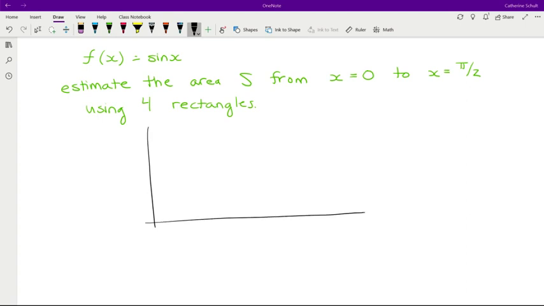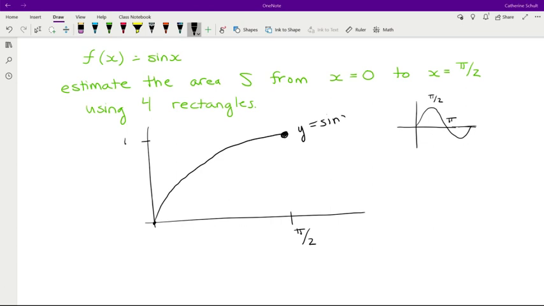Okay, so we're going from 0 to pi over 2. And if you want, just remember what our sine curve looks like. That happens at pi, and this happens at pi over 2. So sine of pi over 2 is 1. And we're looking at maybe something like this. And then again, this is y equals sine x. So they're telling us to use 4 rectangles, and there's different ways to calculate. Oh, I'm sorry. Let me do one more thing.